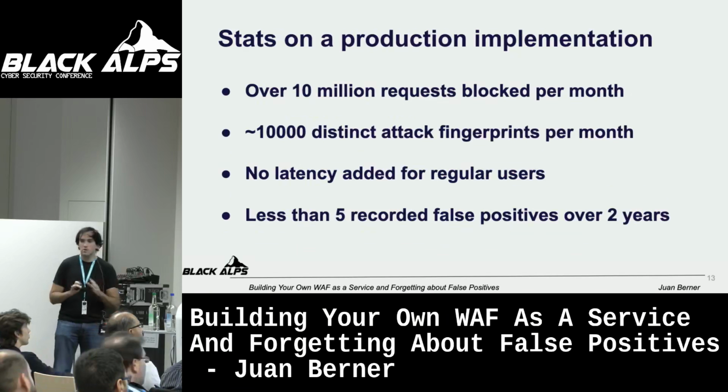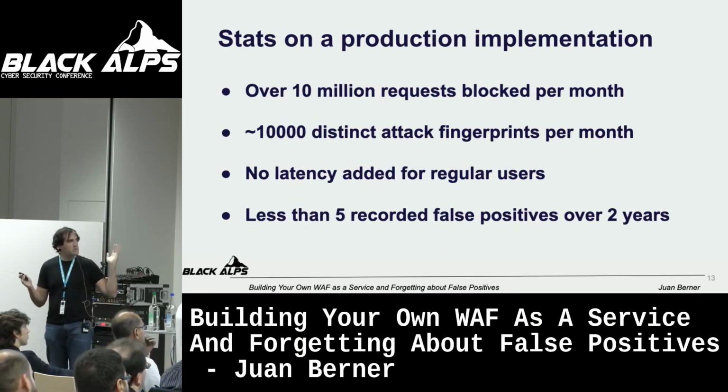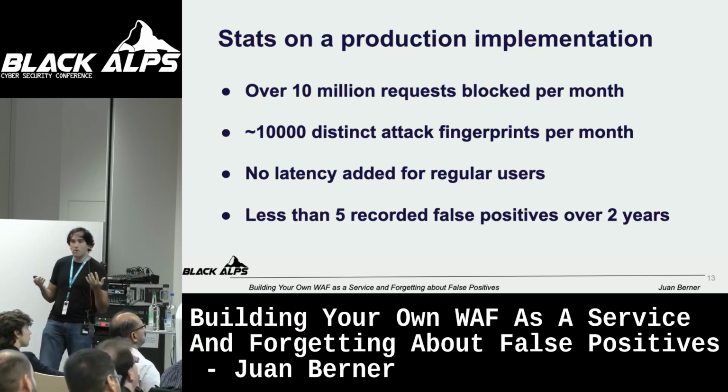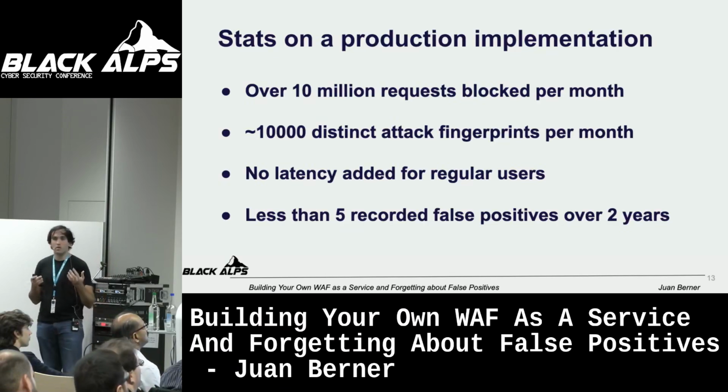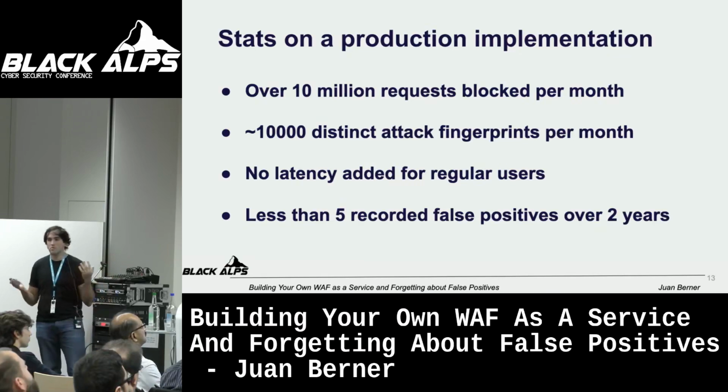So some stats on the production implementation here. There are about 10 million requests logged per month and 10,000 distinct attack identifiers. I will go over that afterwards. No latency was added, which was one of the big concerns, that we couldn't be adding latency to regular users. And of course, fewer than 5 recorded false positives over 2 years.